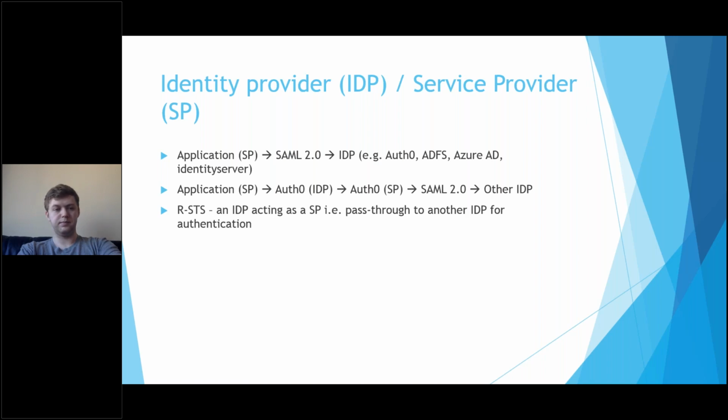And I see a lot of questions on Stack Overflow about that flow, because people are really confused between where's the service provider and where's the IDP. And the name for this kind of pass-through, where you're just passing through to somewhere else, in the literature they call it a relaying STS, security token system, which is an IDP acting as a pass-through.